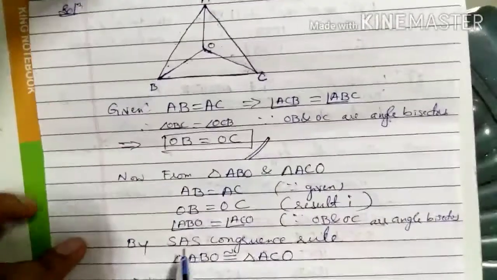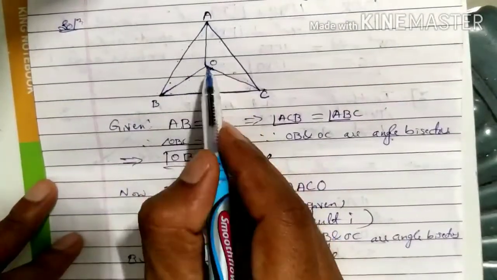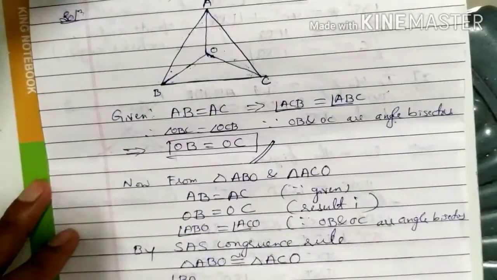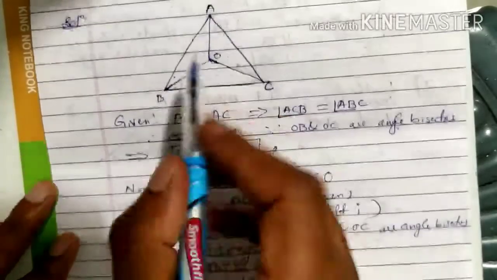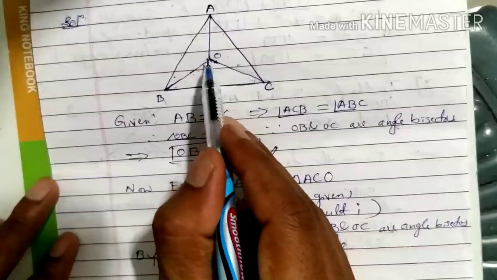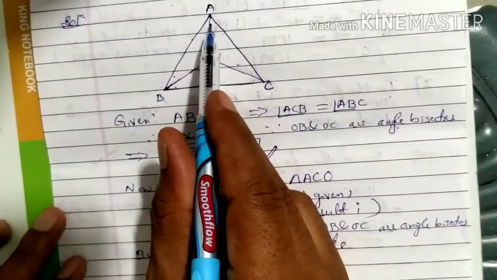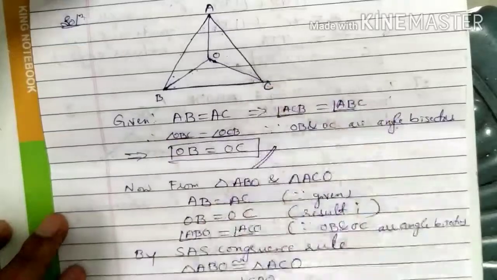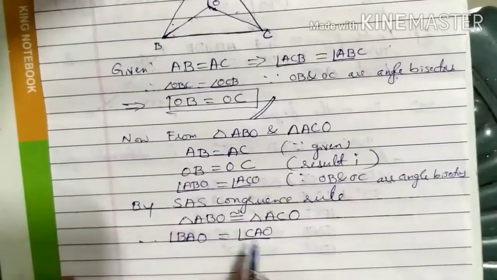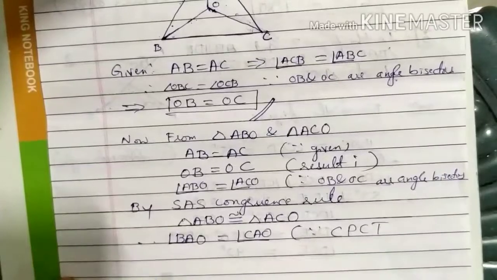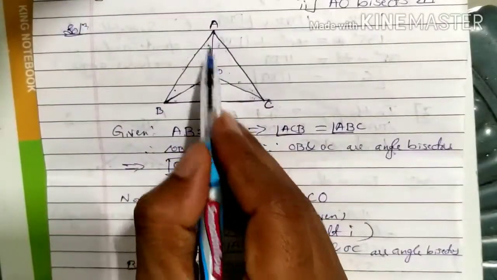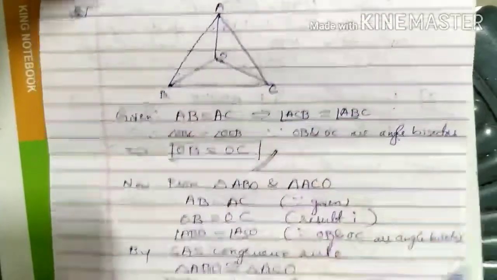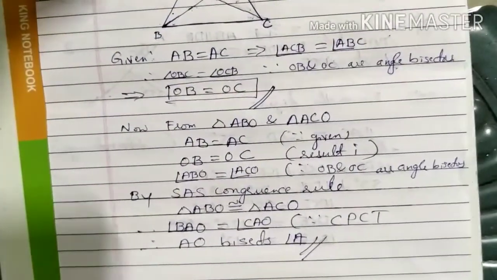So, using CPCT, angle BAO is equal to angle CAO. Those two are nothing but the angles into which angle A is divided. Because of CPCT, these two angles are equal, that means AO bisects angle A. So that is the second result.